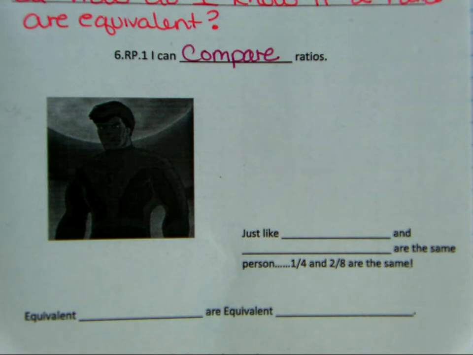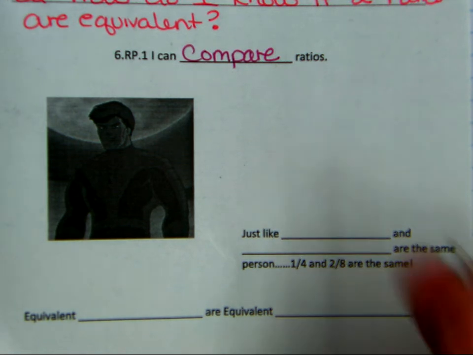Just like Peter Parker and Spider-Man, have you ever seen in superhero cartoons where the superhero is one guy in his day-to-day life and then he transforms into the superhero? They're the same person, right? But one's like a super version of the same one. Those two people would be equivalent. They're the same, but they're just in different forms. So that's kind of the same thing that we're trying to look for. We're trying to see if two ratios are like that: the same inside, but different forms on the outside.